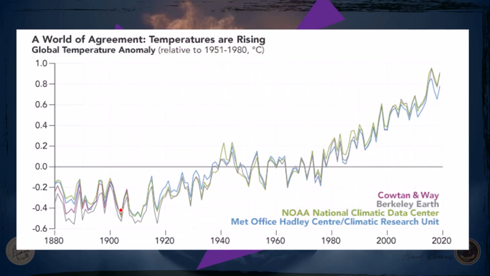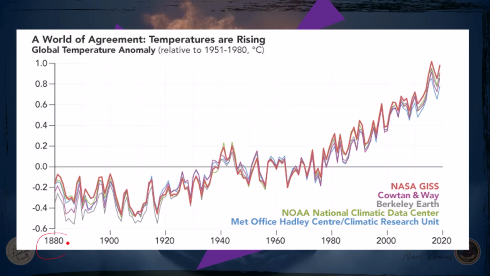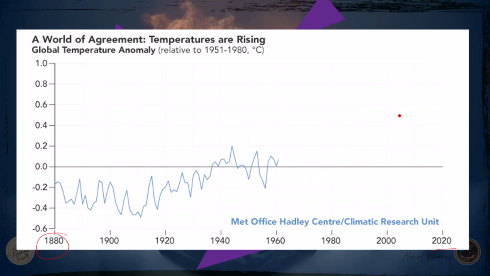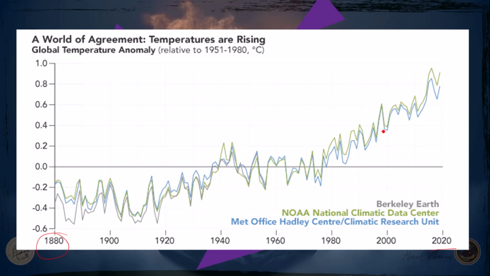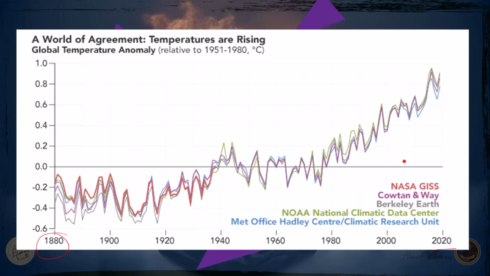And here is the researchers' work. From the year 1890 to 2020, there is an increase in the Earth's average temperature by 1 degree. And all the different lines represent different research stations.